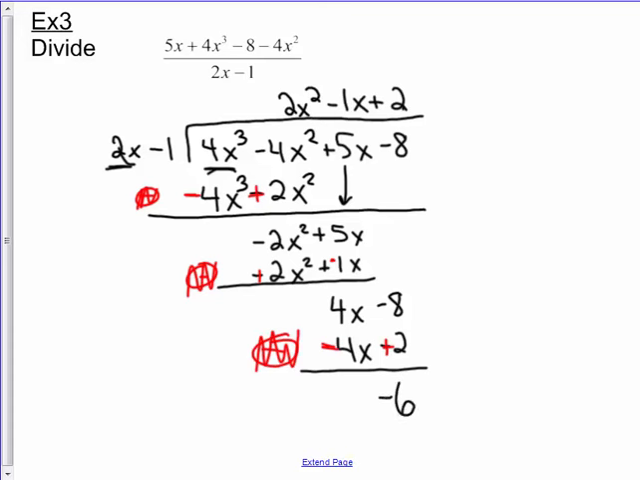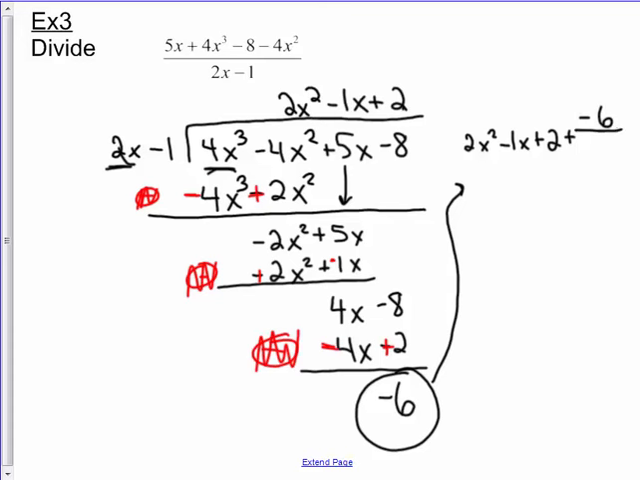So I have a remainder here. I have to write that remainder in the problem here. So I'm going to write out what I have, 2x squared minus 1x plus 2. And then the remainder here, plus, and then I write it as a fraction, negative 6. Then I go on the top. And what I divided by is going to go on the bottom. I divided by 2x minus 1 from there. So that's what goes on the bottom here.